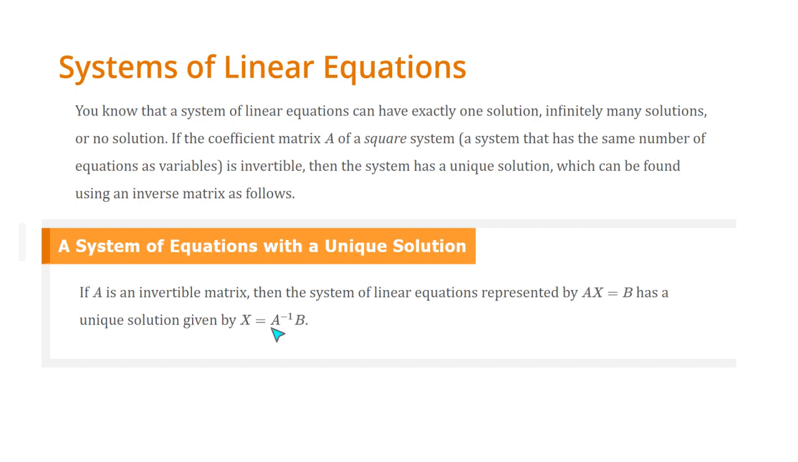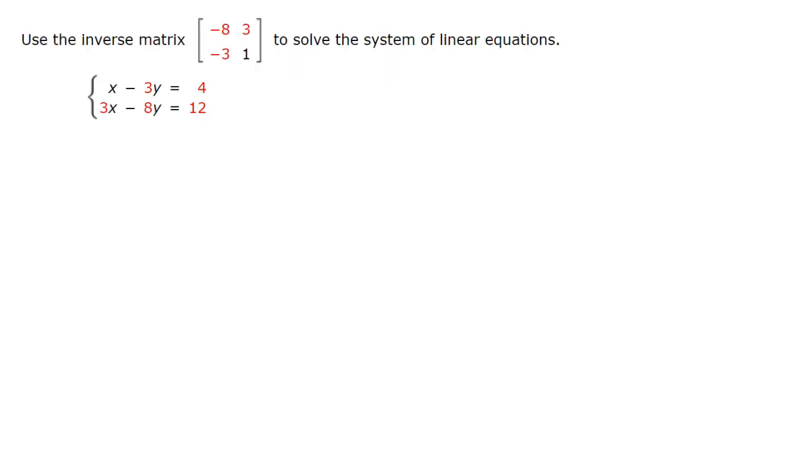So here, if we're trying to solve for x, which is basically your x and y, then if you take the inverse and multiply it times b, it's going to give you your answer. But I'll explain what b is here in a second. Okay, so it says here, use the inverse to solve the system of linear equations. So this is the inverse. They already gave it to us, so we don't have to find it.